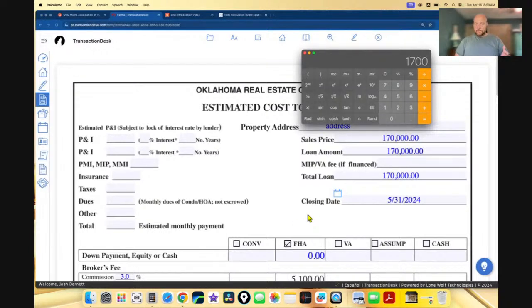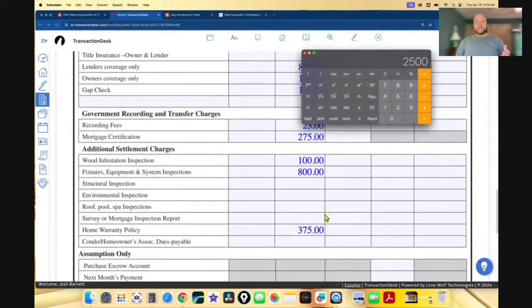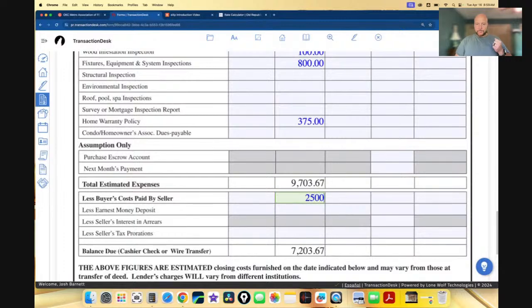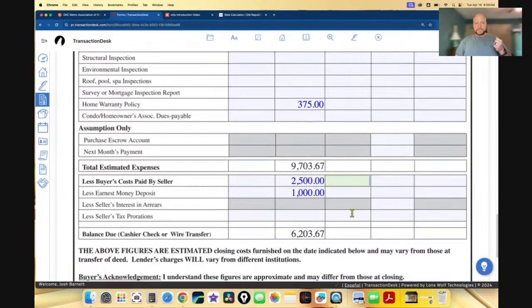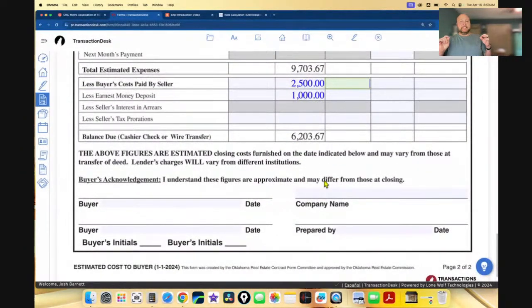I didn't do that right. Okay, let's say they're getting $2,500 credit from the seller. So I just plug that in right here. And then less their earnest money deposit right there. And then, so what they'll need when they come to closing is $6,203.67.